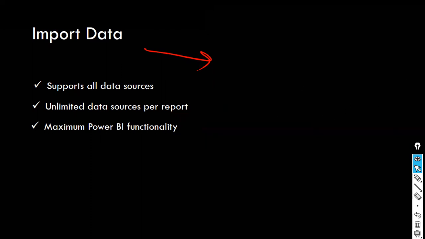So in the case of import mode, what is happening behind the scene is you have something called the xVelocity engine. This will get kicked in behind the scene. This is a kind of software. This is the heart of your Power BI desktop. It's an engine behind Power BI. Power BI leverages this engine. What this engine does behind the scene is convert your table or data into columnar data.